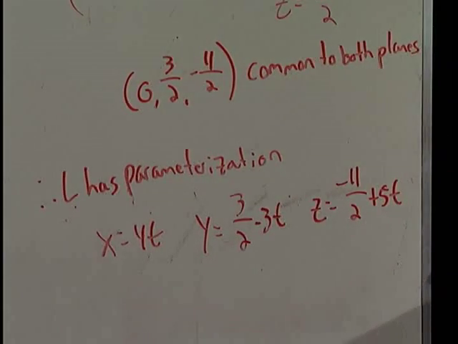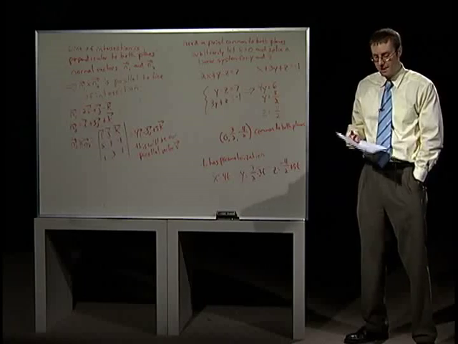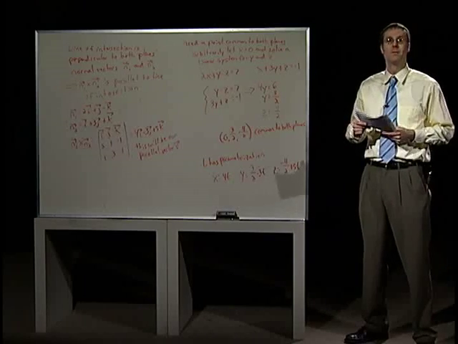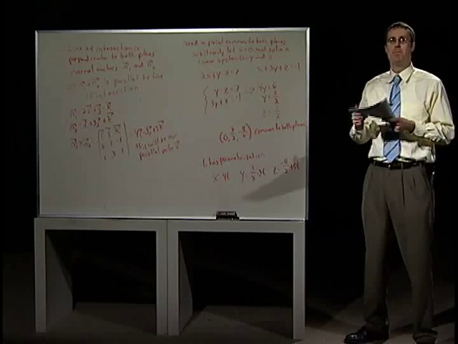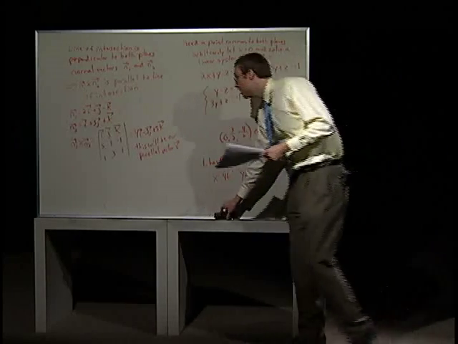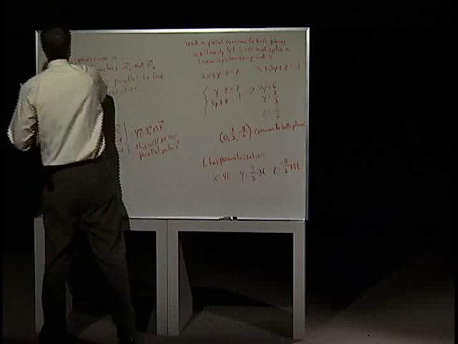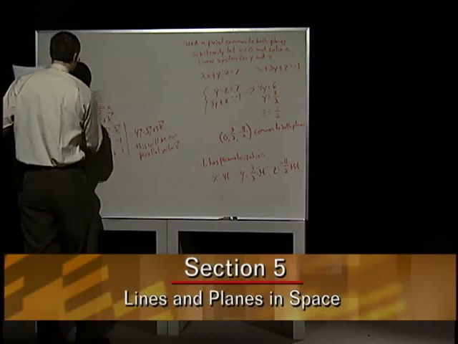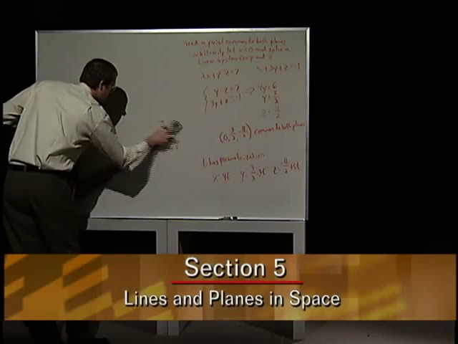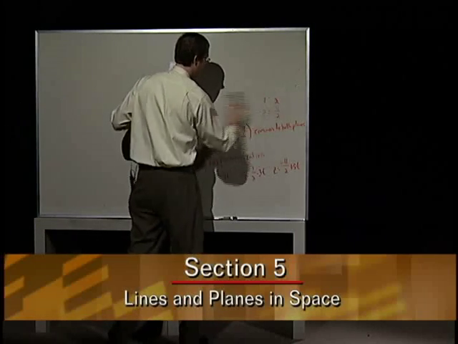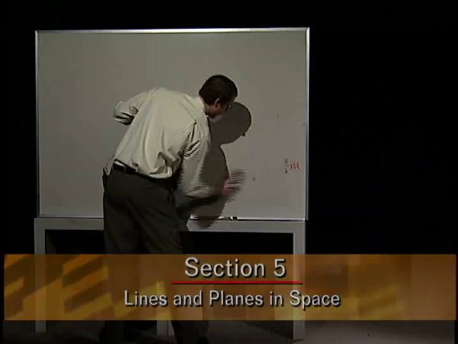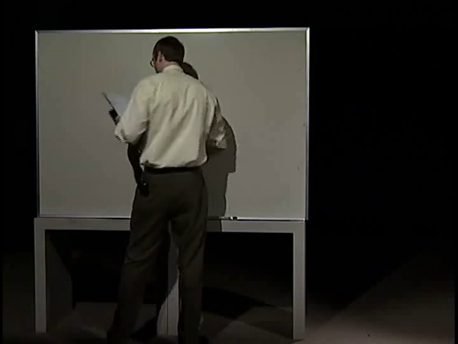And there's the parameterization for the line of intersection between these two planes. Okay, so that's line of intersection. Let's talk about point of intersection between a line and a plane. Let's get rid of all of this and give ourselves fresh space to work.